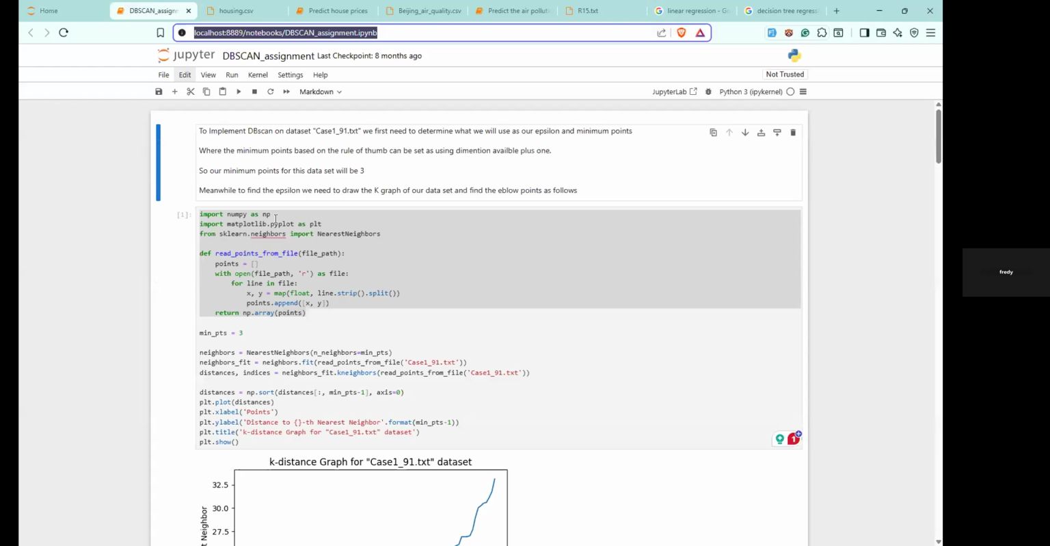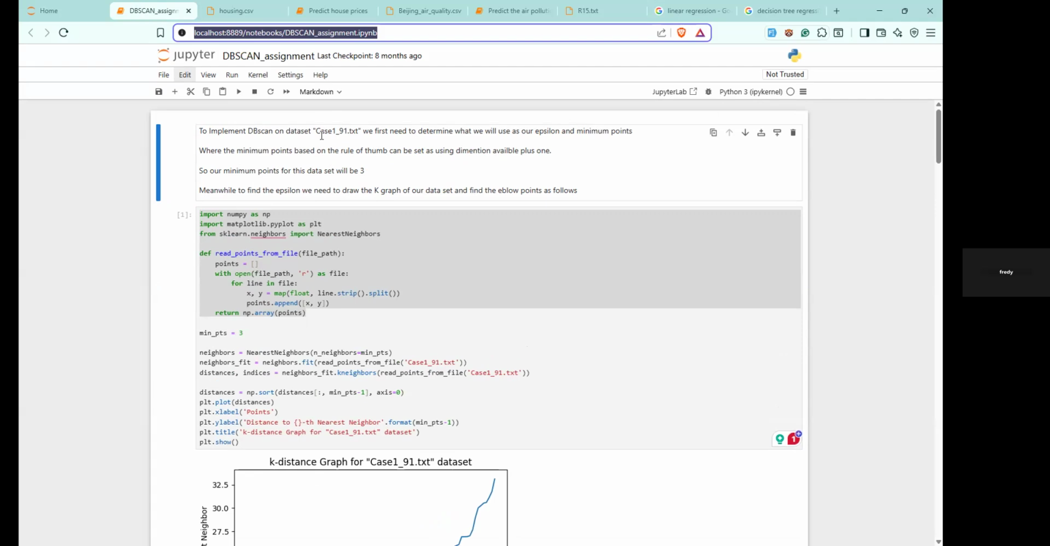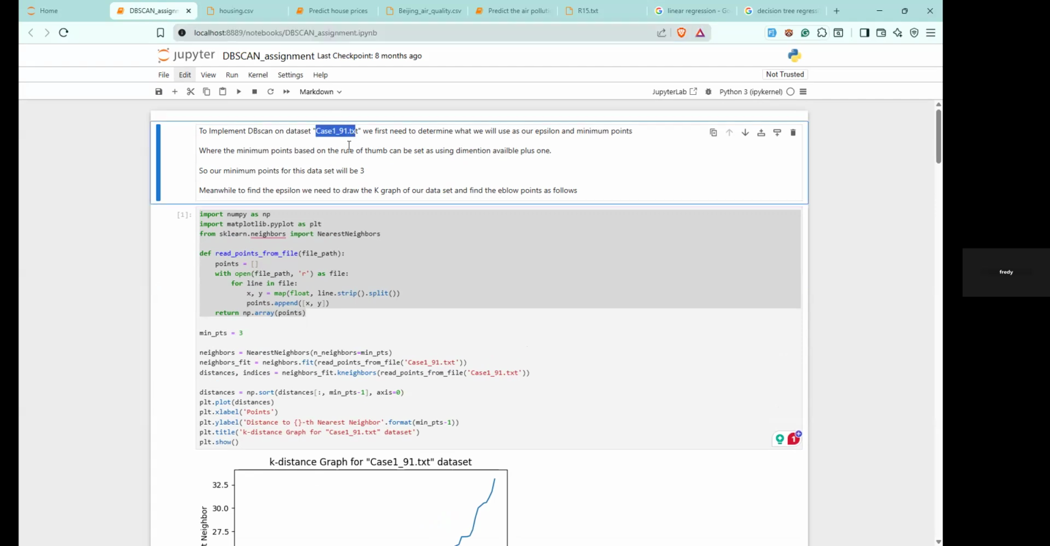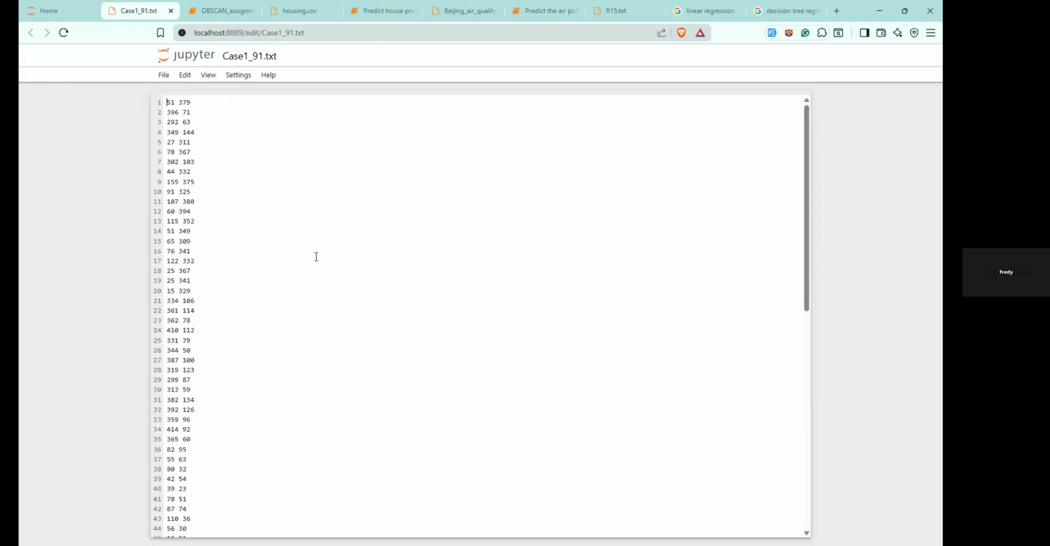In DBScan, basically we are using unlabeled data. With unlabeled data, we'll be trying to predict the pattern inside it. So let's open this case. I'll be using case 91.txt to see what is inside that data set.